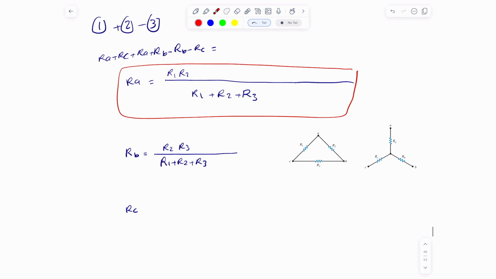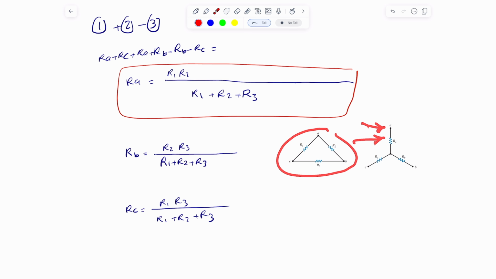Okay, so what if we're interested in RC? Well, RC is here, so I'm going to multiply R1 times R3 this time. So you multiply R1 times R3 divided by R1 plus R2 plus R3. And at this particular moment, if we were given a delta transformation, we will be able to go to a Y transformation. That's just one way, because we were able to compute RA, RB, and RC.